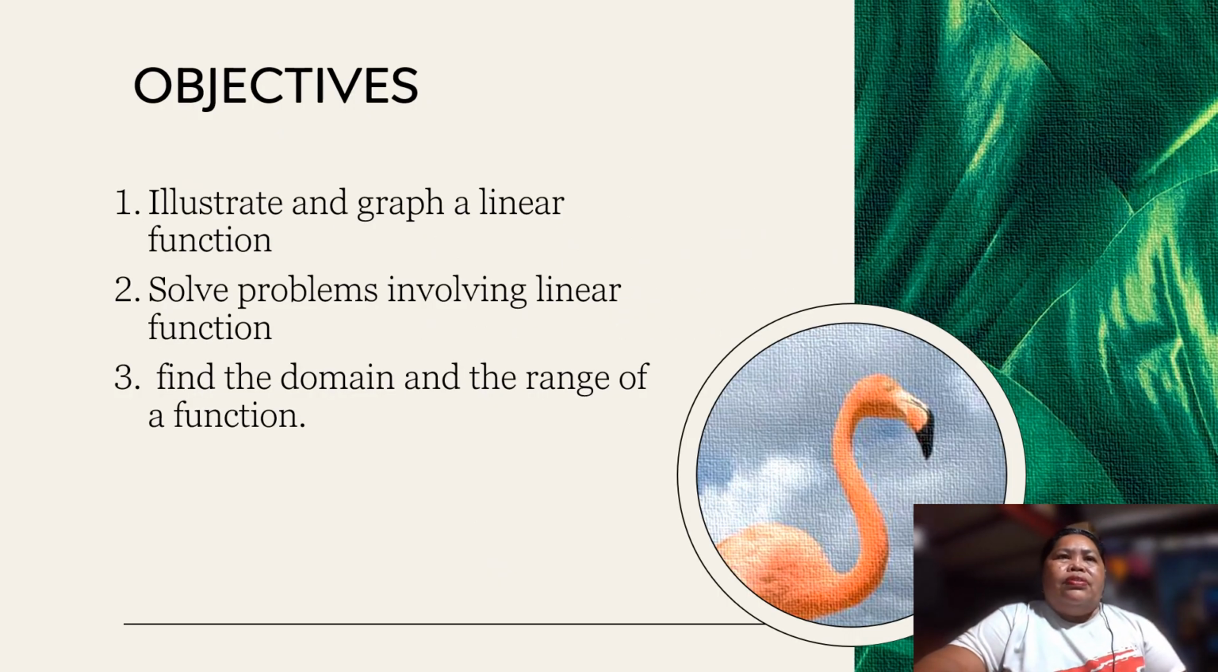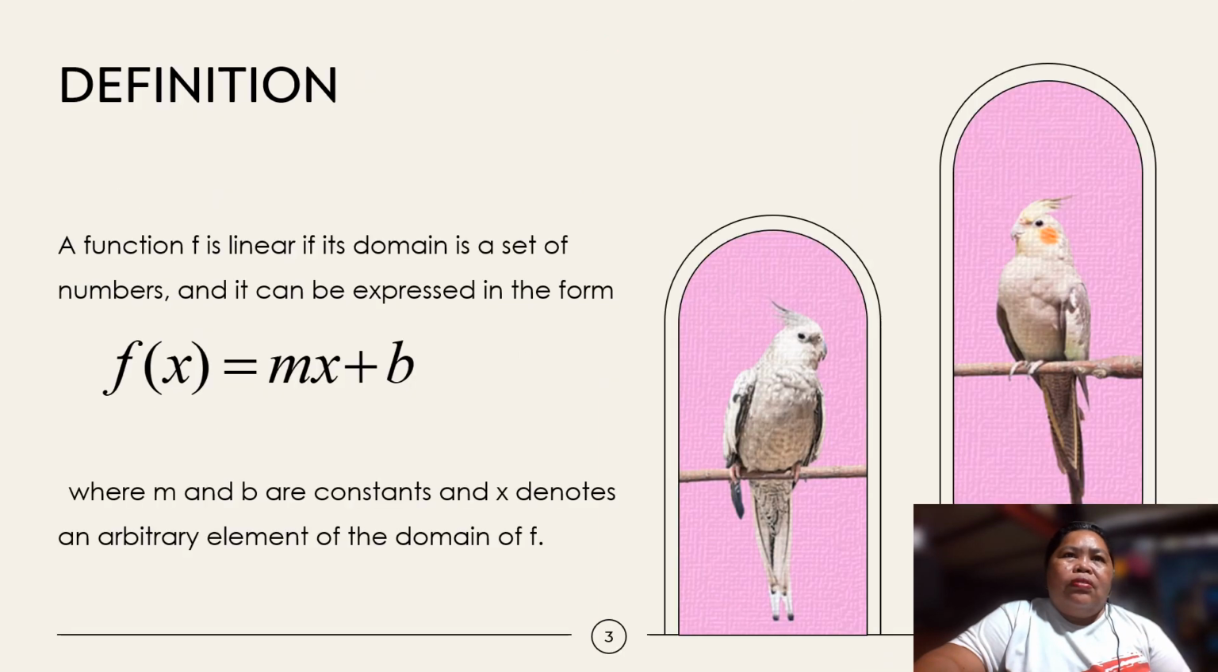Okay, our objectives: first is to illustrate and graph a linear function, solve problems involving linear function, and find the domain and the range of its function. Okay, so definition here. A function f is linear if its domain is a set of numbers, and it can be expressed in the form f(x) = mx + b, where m and b are constants and x denotes an arbitrary element of the domain of f.